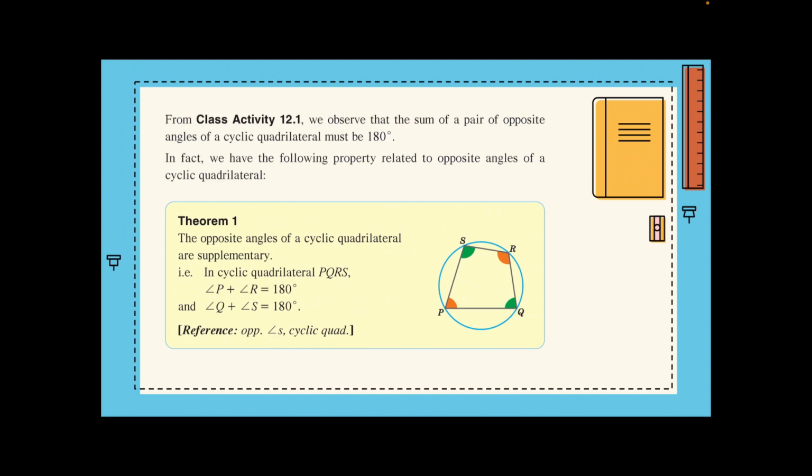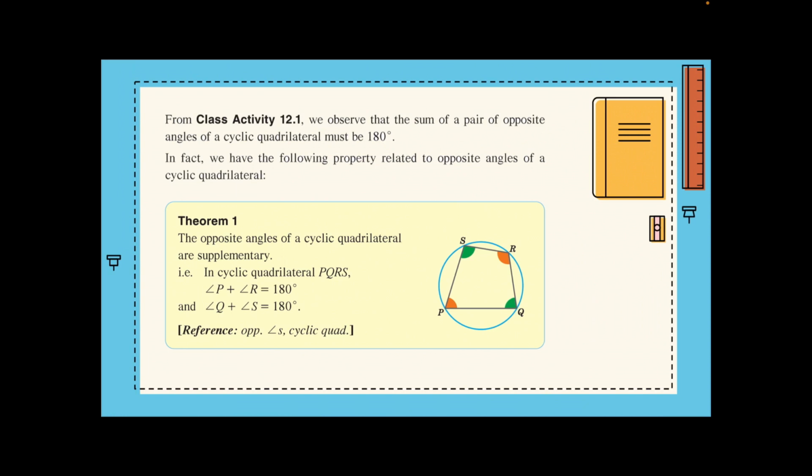Once you cut it out, tear off the 4 marked angles, and try to fit 2 of the angles against a ruler. You realize the opposite angles add up to 180. So this is in fact our first theorem: the opposite angles of a cyclic quadrilateral are supplementary. If we look at the diagram here, angle P and angle R add up to 180, and angle Q and angle S add up to 180, because of the reason: opposite angles, cyclic quadrilateral.